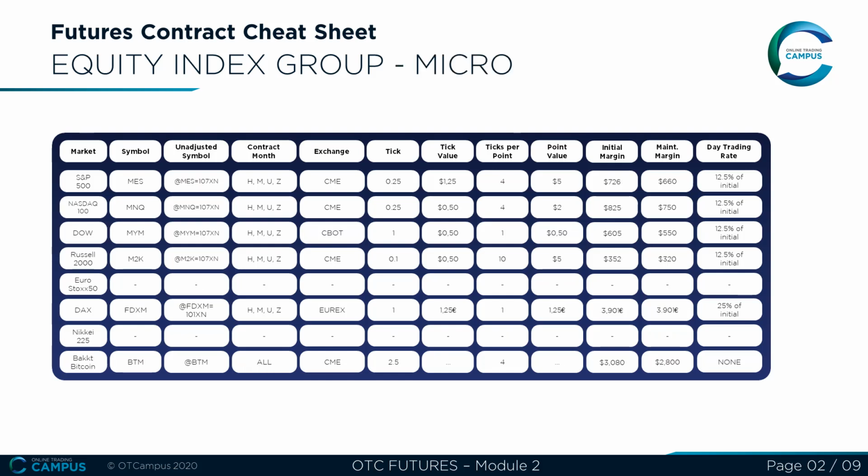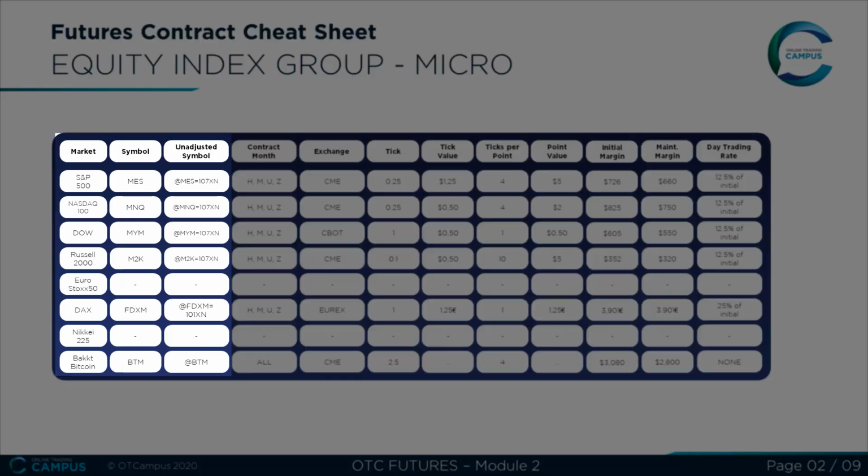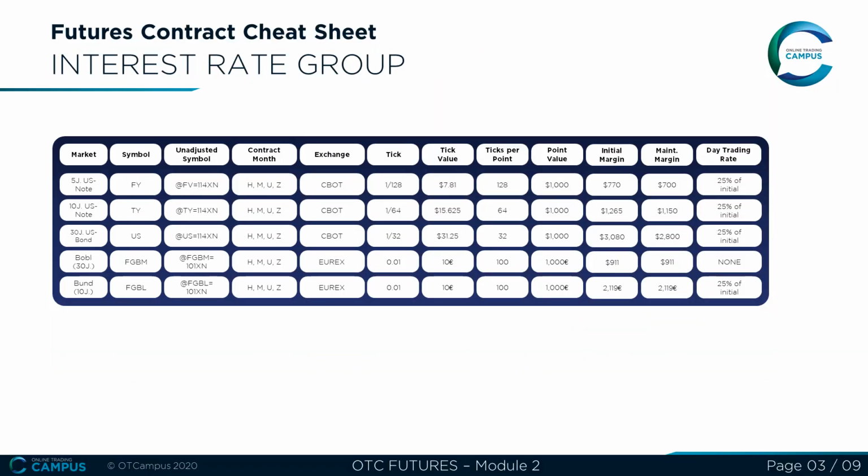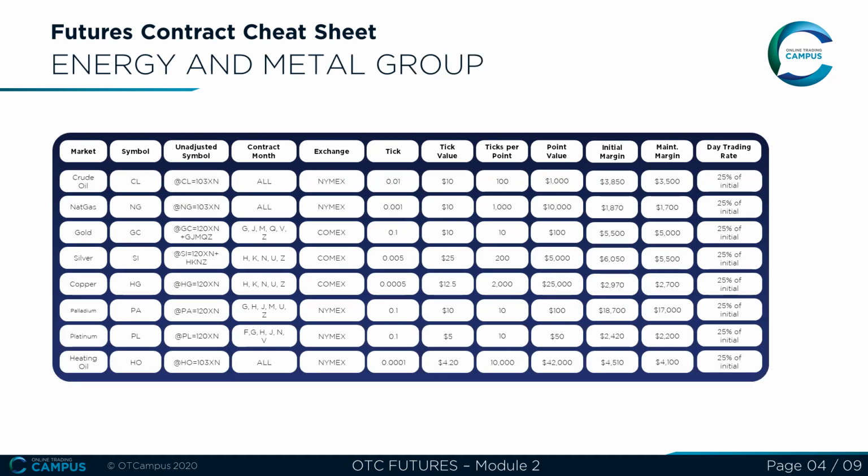So on the next cheat sheet, you have the micro equity index group. I will do a separate lesson based on the micro and mini futures since they are pretty new to the futures market. For the next cheat sheet, you have the interest rate group. Then we have the energy and metal group cheat sheet.